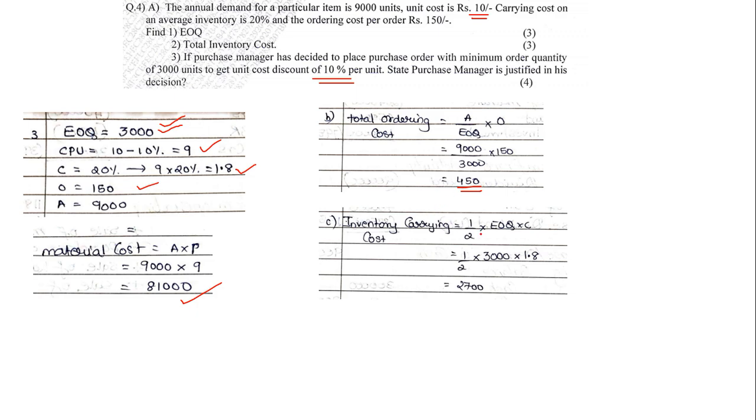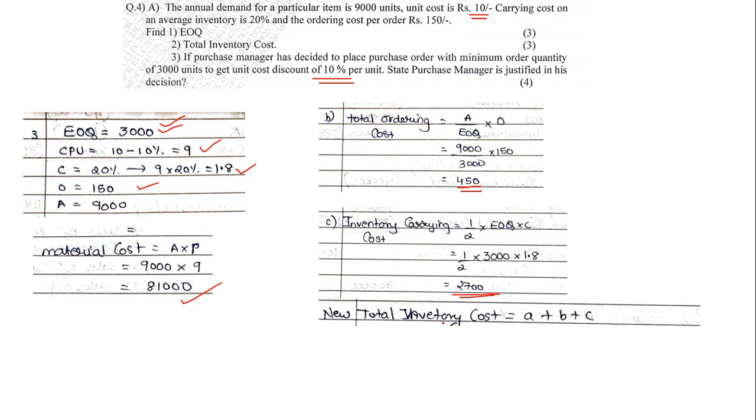Third is inventory carrying cost, half into EOQ into C, half into 3000 into C, the new C, 1.8. So half of 3000 into 1.8, we get the value as 2700. When we add up all three, the new inventory cost will be A plus B plus C. This was the A value, B and C is already there. We add up 81,000 plus 450 plus 2700 is 84,150.